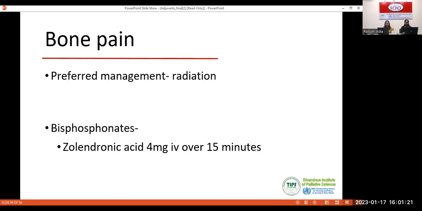And we use topical NSAIDs. And capsaicin is not available very commonly in our country. I have personally not used that.